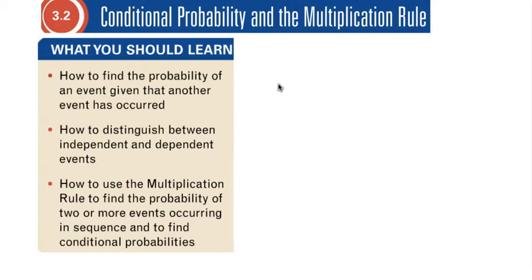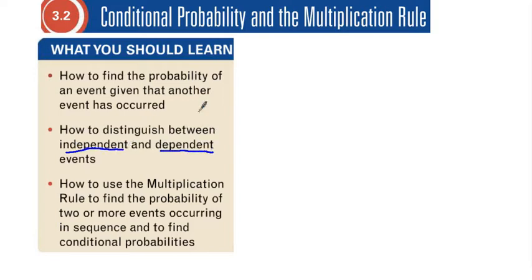Alright, so section 3.2, continuing with the theme of probability. Section 3.2 is on something called conditional probability. And conditional probability basically means the probability that something will happen given some other condition. Okay, so the goals for this section is we want to find out how to apply that to some specific problems.